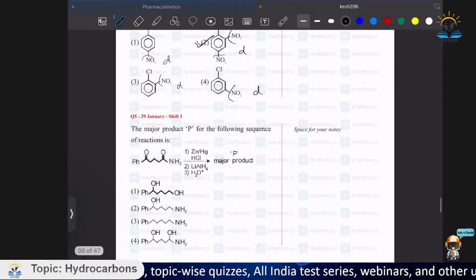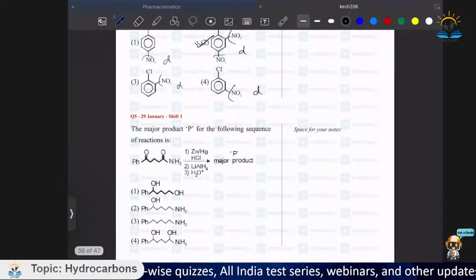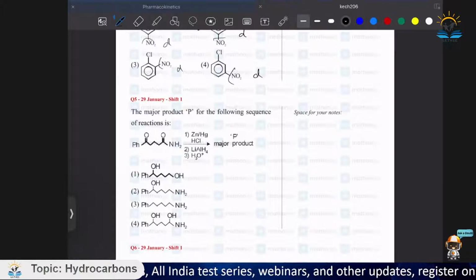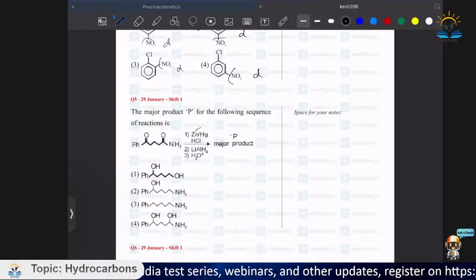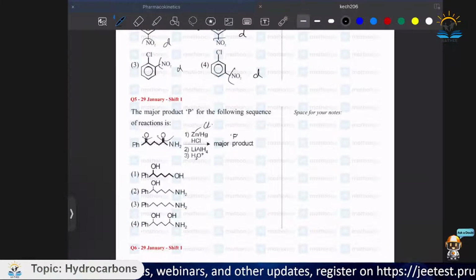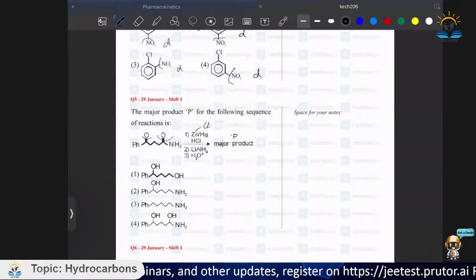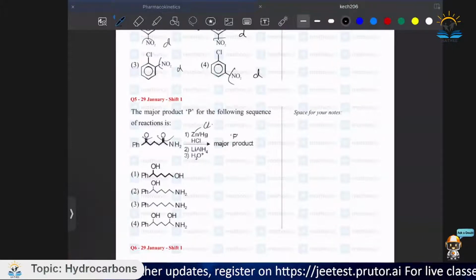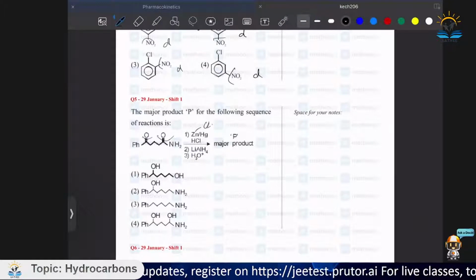Next, the major product P for the sequence of reactions, zinc HgHCl. This is Clemmensen. Remove oxygen, then LiAlH4, phenyl, and H3O plus. So I think this is going to be the major product.